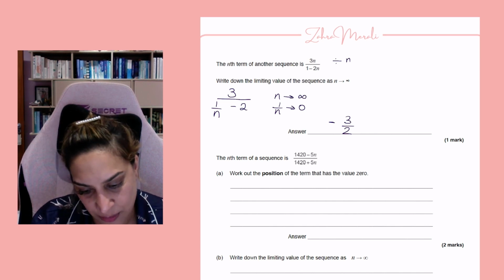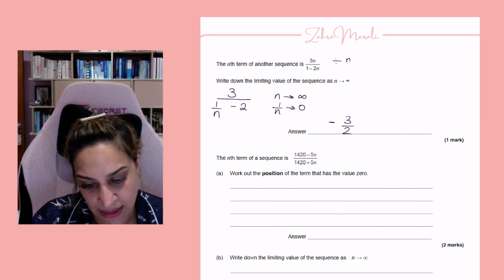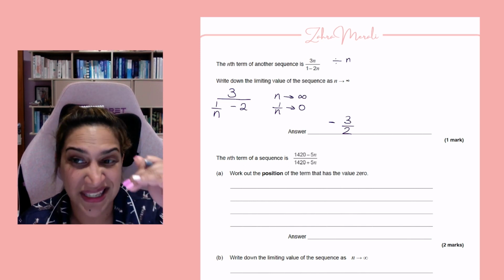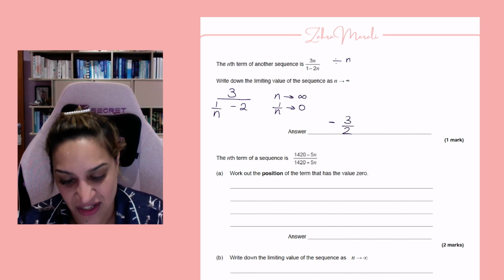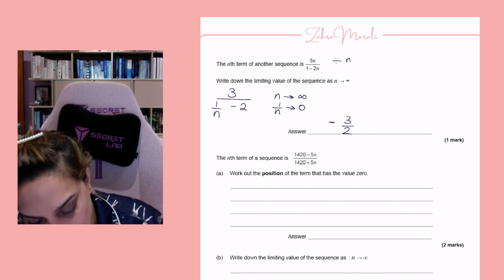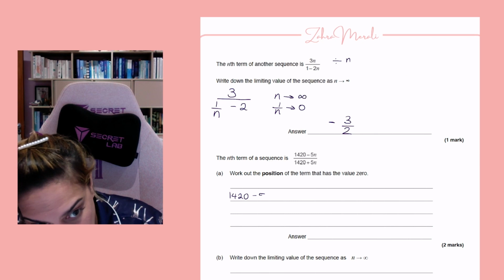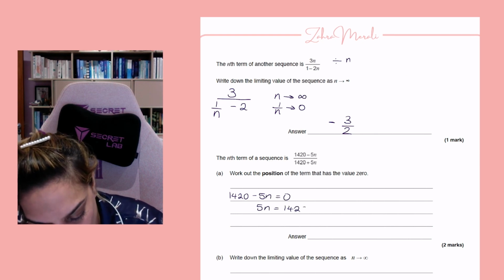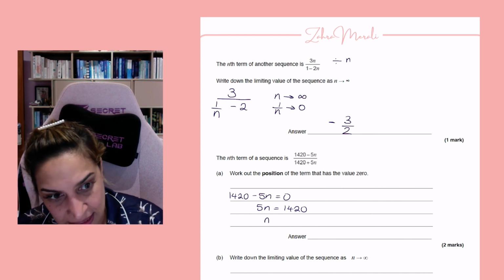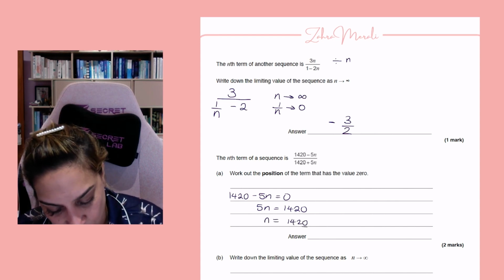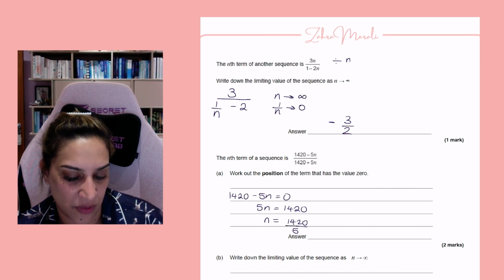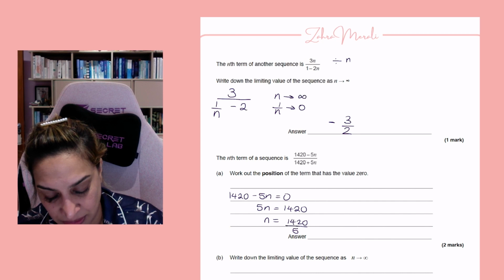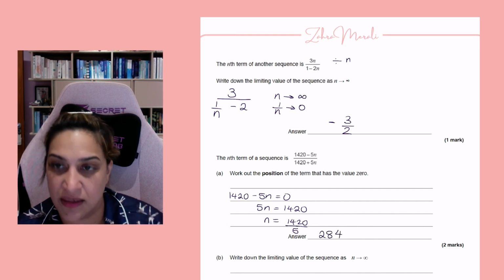Right, work out the position of the term that has a value 0. Now remember, we can't divide by 0, but 0 can be divided by anything. So the top would have to equal 0 for that to happen. So 5n would be 1420. Okay, so n equals 1420 over 5. We could double both of them and then divide by 10. So you could see it's actually double that, 284.